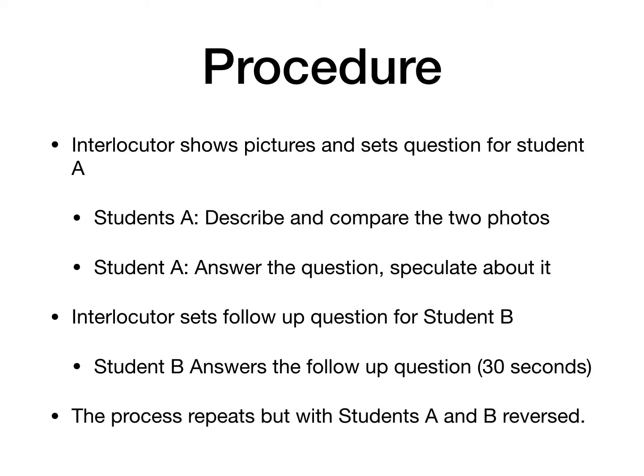Then the whole process repeats, but the roles are reversed. So the interlocutor gives two new pictures and sets a new question for student B. And they compare and describe the pictures, then answer the question, and student A answers the follow-up question. So that's the procedure that we're going through.